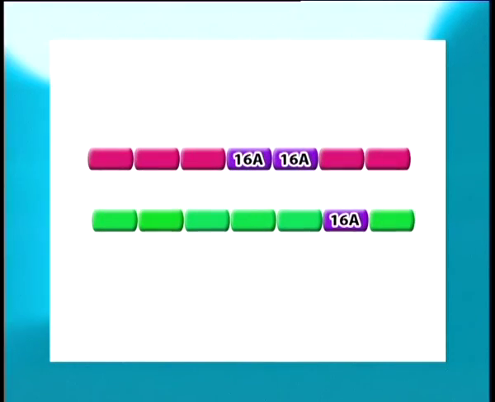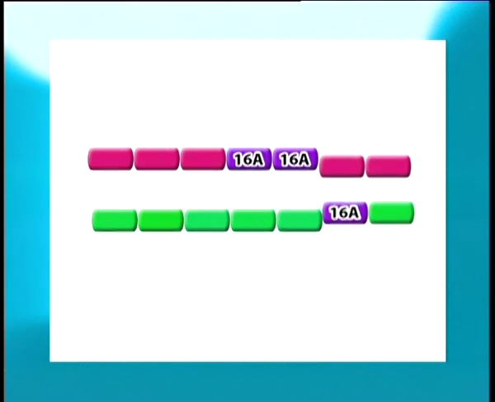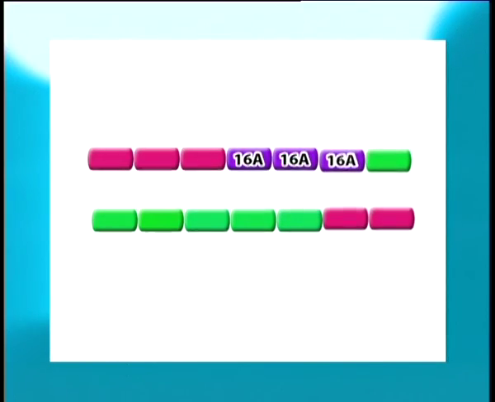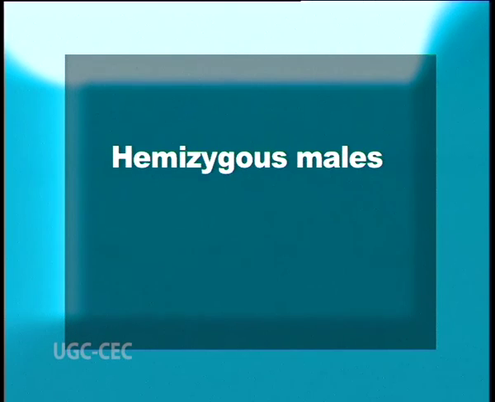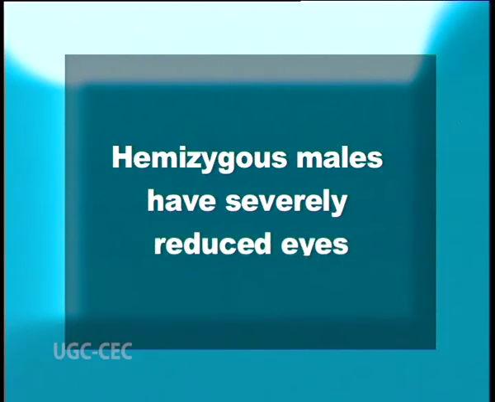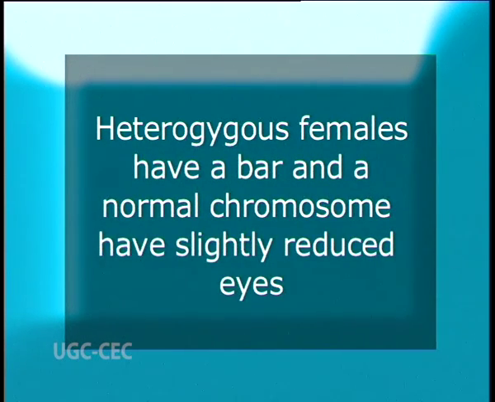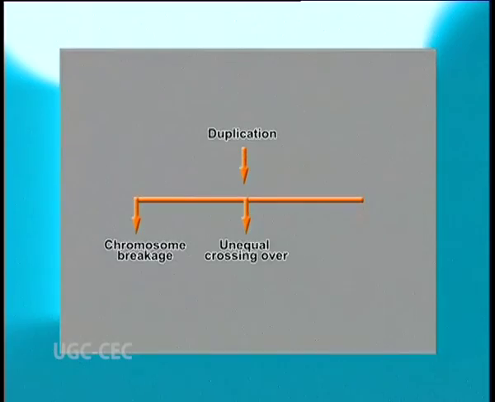For example, tandem duplication of the chromosome region called 16A of the X chromosome in Drosophila. Gametes containing the duplication produce Bar offspring. Males carrying the Bar duplication in a hemizygous state have severely reduced eyes. Heterozygous females, having a Bar and a normal chromosome, have slightly reduced eyes. Replication error during meiosis also leads to chromosomal duplication.